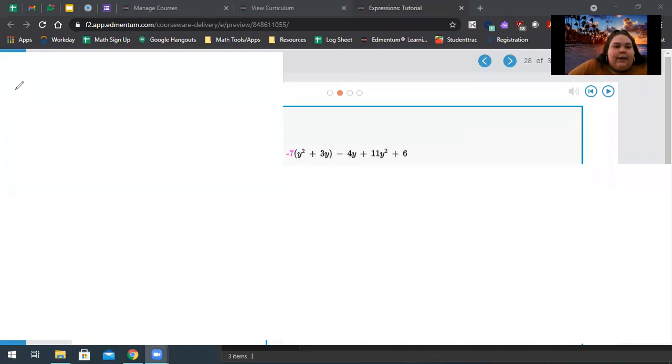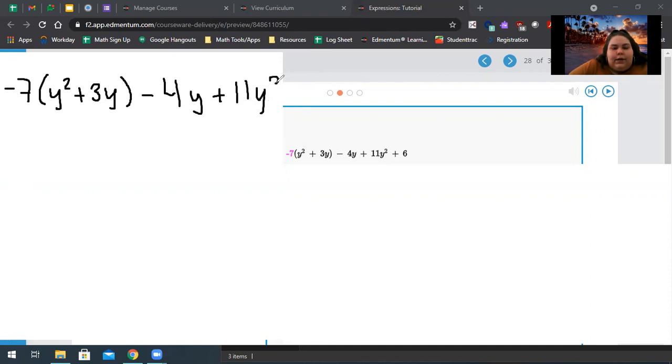So we have -7 parentheses y squared plus 3y parentheses minus 4y plus 11y squared plus 6. Okay. So again, you're taking a look at what you can and can't do automatically. It's like you're looking at it piece by piece, especially if you have parentheses, you want to focus on that part first.